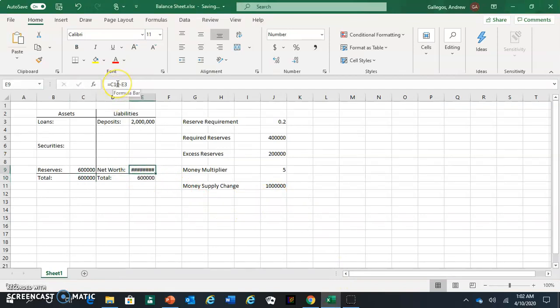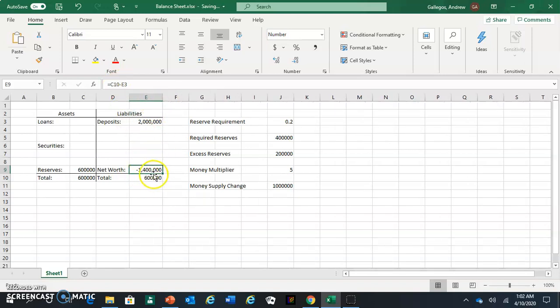This again, C10 minus E3, it's giving us minus 1,400 because we don't have anything here in loans and securities. We could put money in there, but that's not the purpose of this assignment. So we're not worried about net worth. We're just looking at how much the money supply can potentially increase given 2 million in deposits and 600,000 in reserve. We have excess reserves because they only need 400,000 in reserve, and they have 600,000.